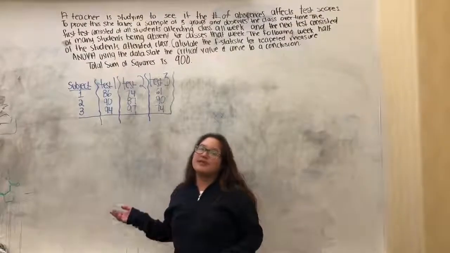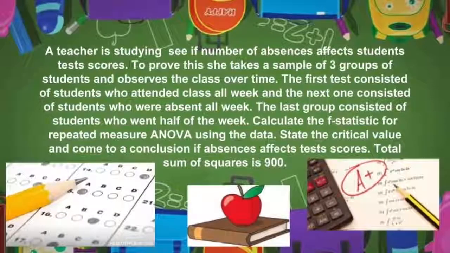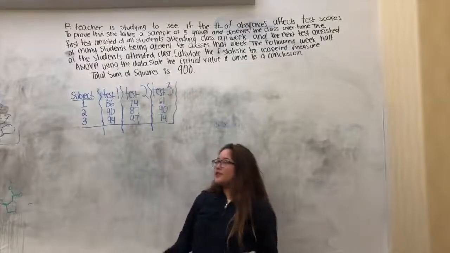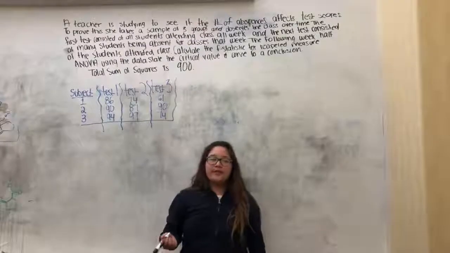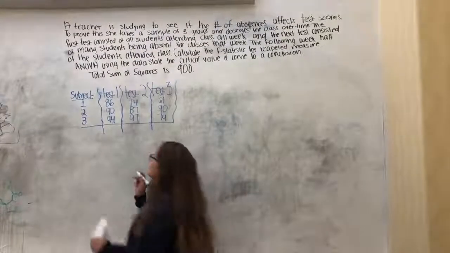if the number of absences affect test scores. So for the first step, we're going to find the mean of each column and row. And in order to find the mean, we add the three numbers and then divide it by 3.